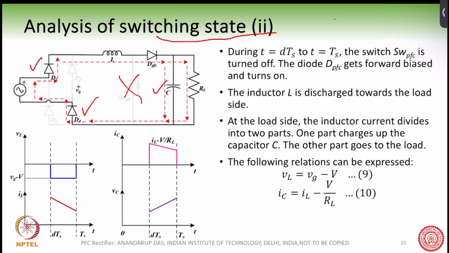And since the capacitor voltage is more than the grid voltage, now the inductor will actually discharge. Okay. So what is the voltage that comes across the inductor during this time? The voltage across the inductor is given by Vg minus V. And since Vg is less than V, this value is negative.